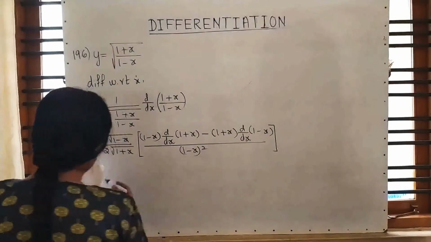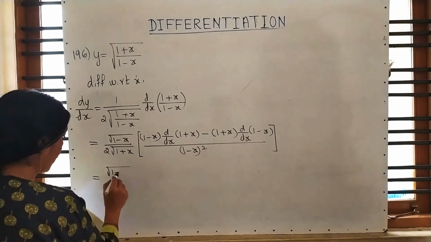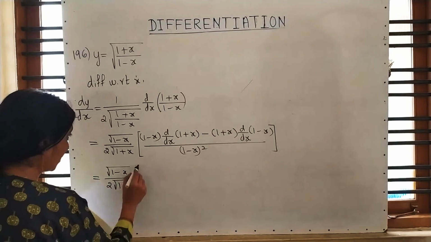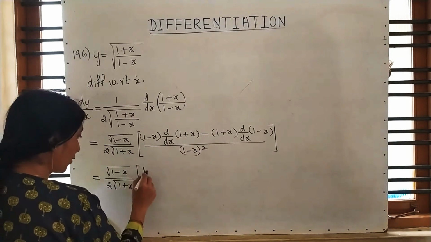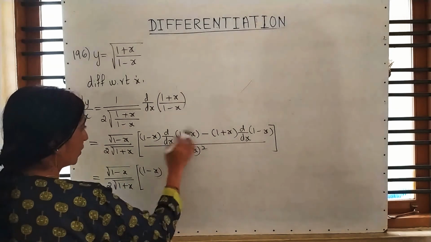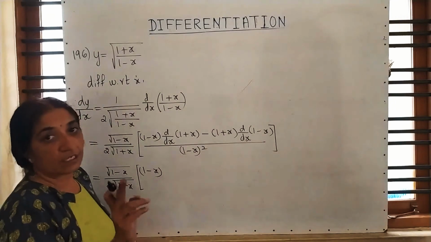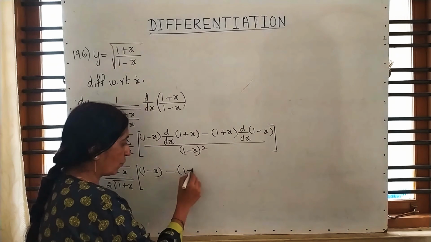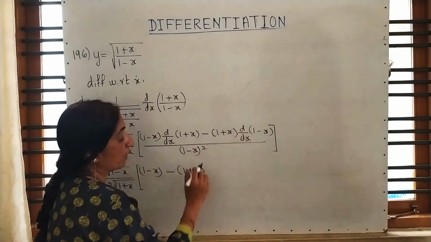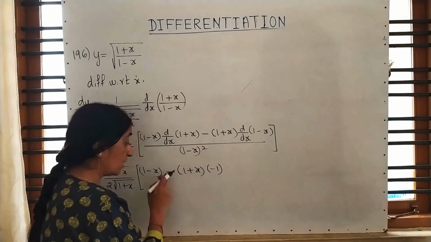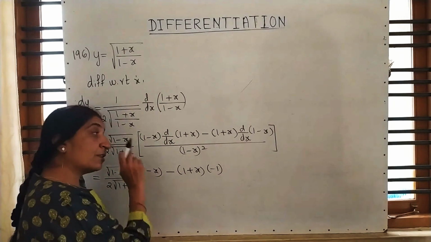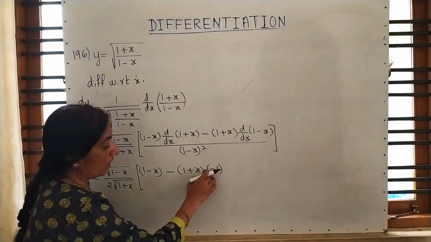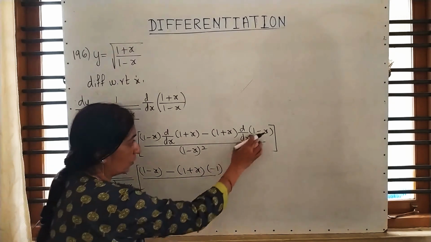Then root of 1 minus x upon 2 root 1 plus x. This is before differentiation, keep as it is. What is the differentiation of 1 plus x? Is it 1 or what? Next, minus. This is before differentiation, and differentiation of 1 minus x is minus 1. In the previous it is 1, that's why I am not writing. 1 is different and minus 1 is different. So I wrote here minus 1 because it is minus x.